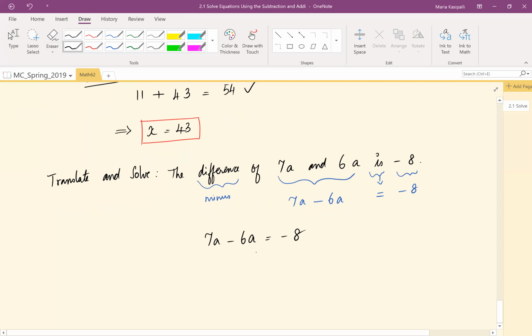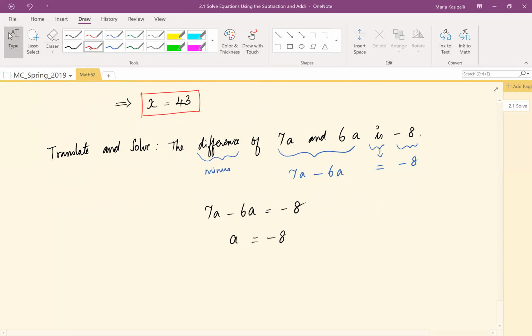Go ahead and solve this, combine the like terms. So 7a minus 6a is 1a, which is simply a. Just like that, we got our answer. So a equals -8. So if a is -8, plug that in and test or check your solution. Then you know that a equals -8 is your answer.